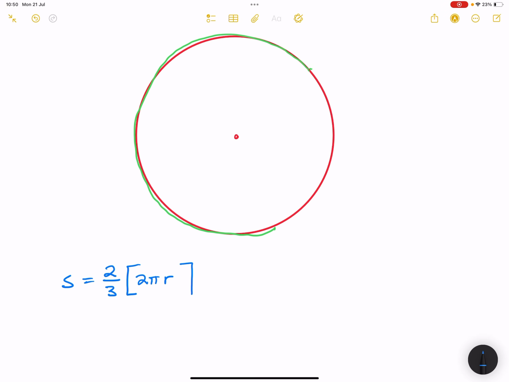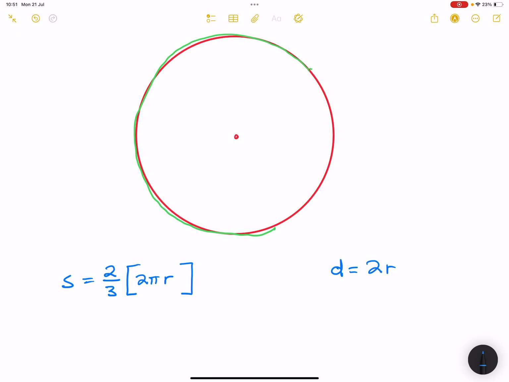Now, here's another thing. They didn't give us the value of the radius, but they rather gave us the diameter. So, in this case, remember that the diameter is twice the radius. So we know that if we were looking for the diameter, that's twice the radius, meaning that the radius is half the diameter.